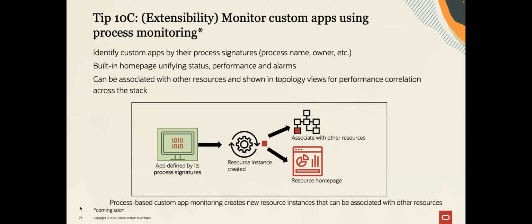Another way to monitor custom apps is through process monitoring features. You can create a custom app by identifying the processes that make up the application. Once identified, Stack Monitoring will create a new resource instance for this app, with its own homepage, and start monitoring its status and resource utilization. You can monitor the app using its pre-built homepage and also associate it with other resources. You can also use the OCI monitoring to create alarm rules for when the app is not running or has high resource usage.